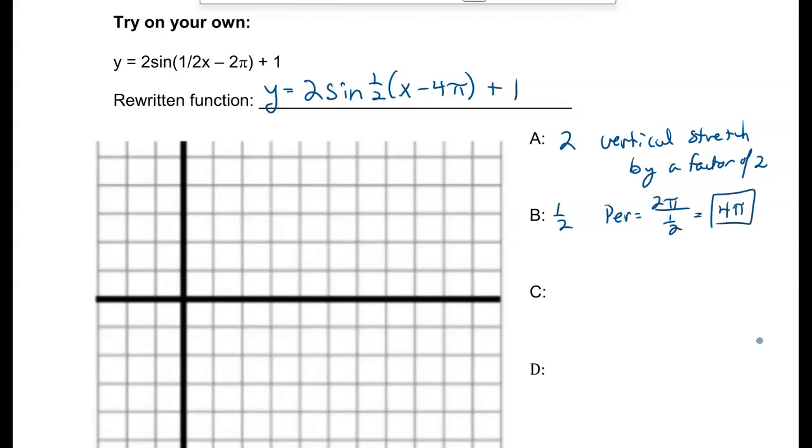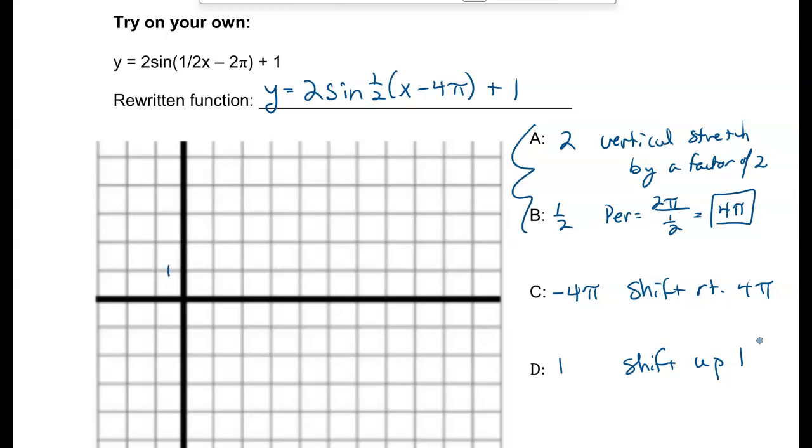Okay, C is what? Negative 4 pi. So what do we do? Shift right, a distance of 4 pi. And what's D, my friends? Yep, you just shift up 1. Okay, let's do the first together. We'll do those in blue.